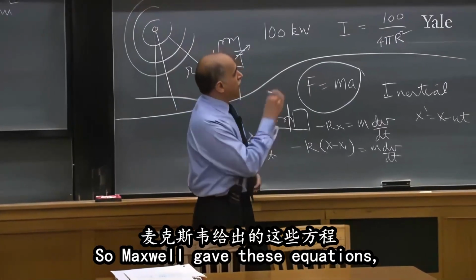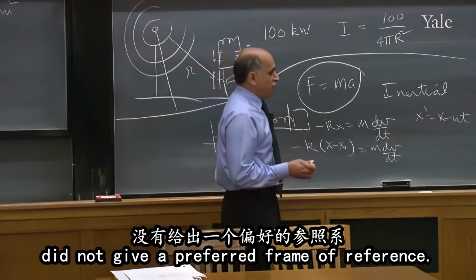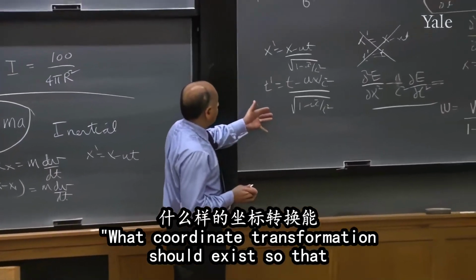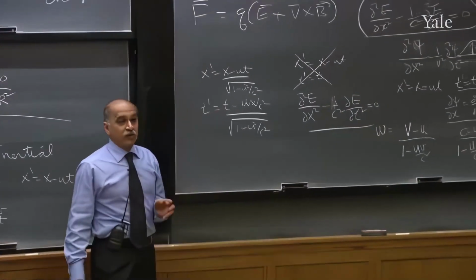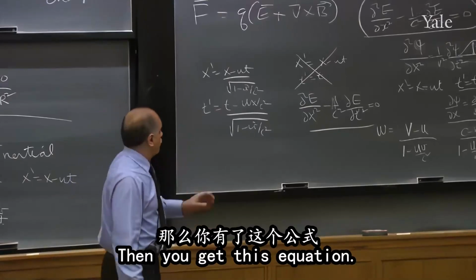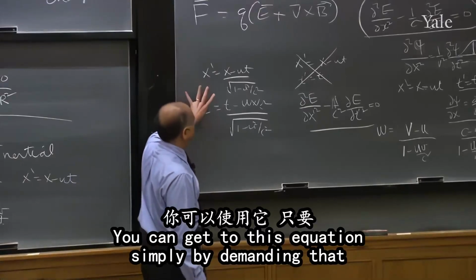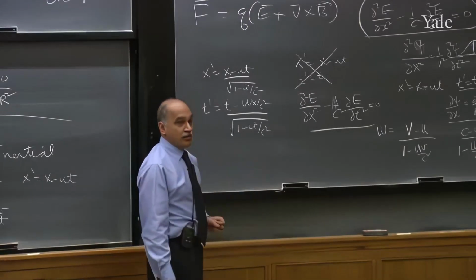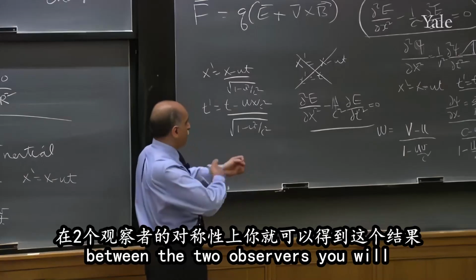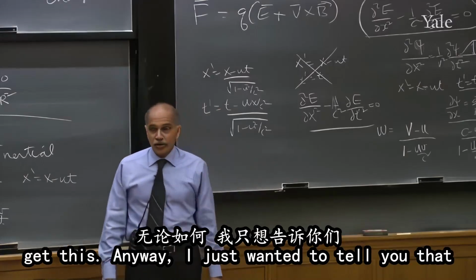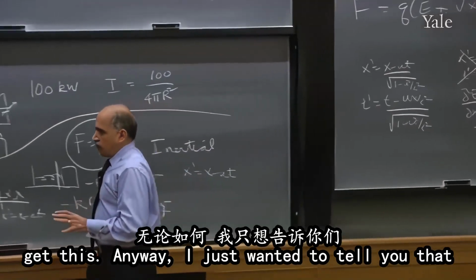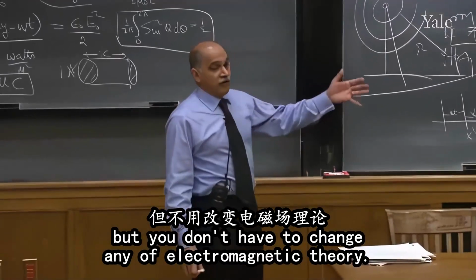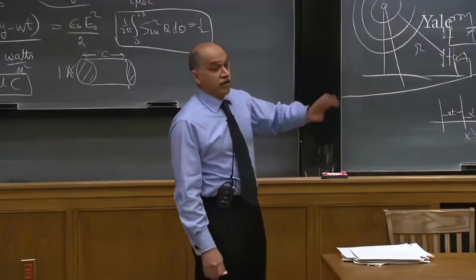So Maxwell gave these equations, and did not give a preferred frame of reference. Then you have to ask yourself, what coordinate transformation should exist so that the equation has the same form for everybody? Because it doesn't tell you who's supposed to use it. Then you get this equation. You can get to this equation simply by demanding that two observers looking at a light pulse somehow get the same speed. If you fiddle with that and the symmetry between the two observers, you will get this. Anyway, I just wanted to tell you that there are many things you have to change, but you don't have to change any of electromagnetic theory. The equations I wrote down are correct.